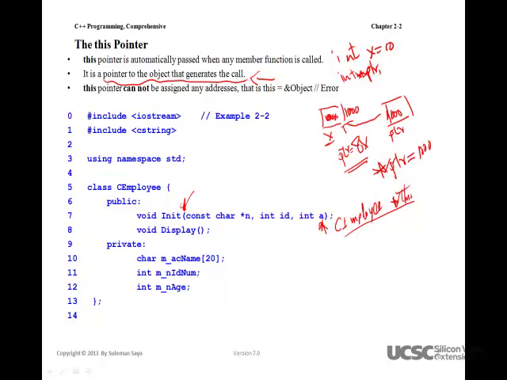Okay. So m_acName, m_idNum, m_nAge, they all are data members, okay, and they all are not accessible by using a dot operator from a non-member function. Definitely you can access them directly with the member function, okay, like we discussed in the last example. And then I end the class definition at line number 13 with the right brace and then the semicolon, okay.